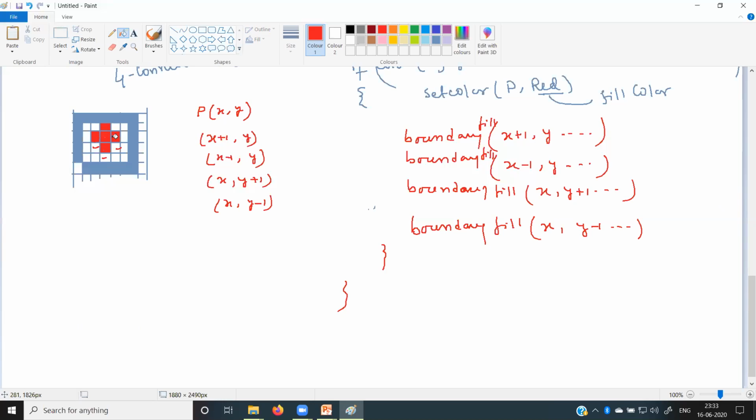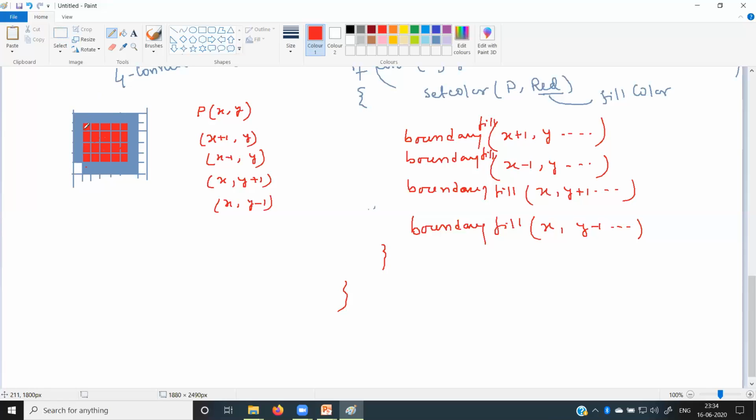Now, when those four pixels are colored, this is a recursive calling. So this pixel will call this one, and in this way all the pixels will be colored by red. Like this one. Now you can see the entire polygon will be filled up by the filling color red. Now, those are the last pixels.